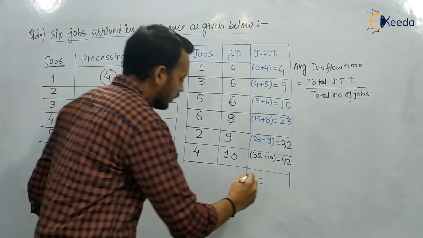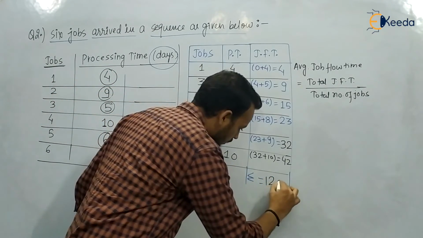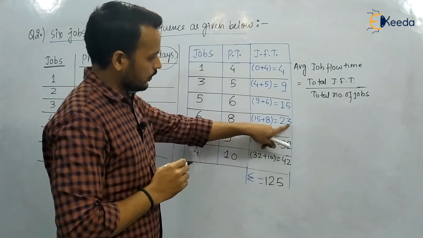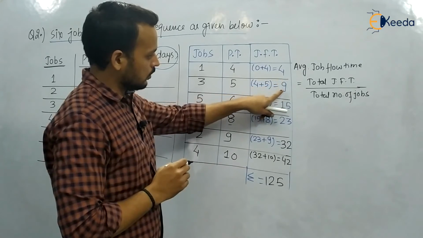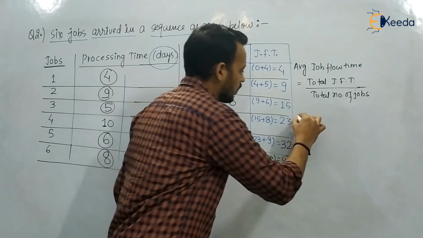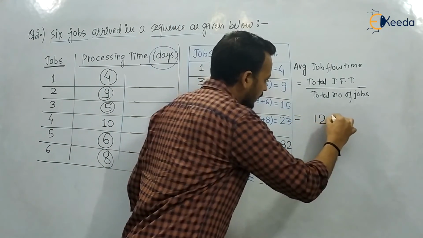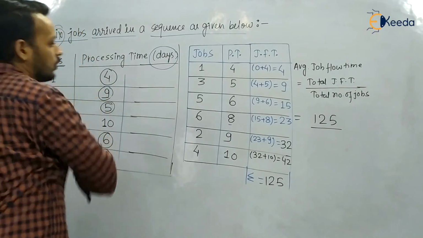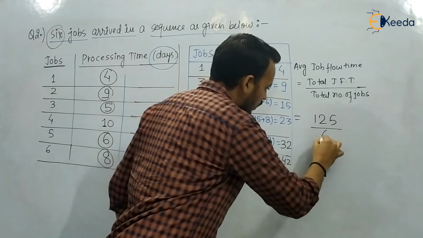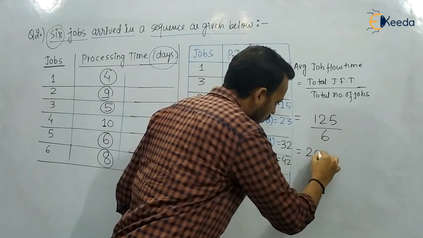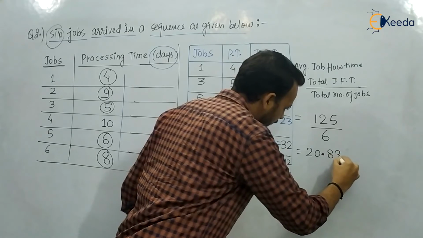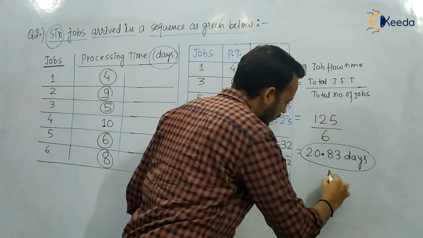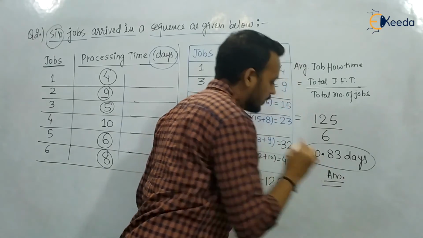Just sum it, so we will get 125, I think. You will get 125. So the average job flow time is 125 divided by the total number of jobs. How many jobs? Here it is written 6 jobs. So 125 by 6, we will get 20.83 days. So this is our answer.